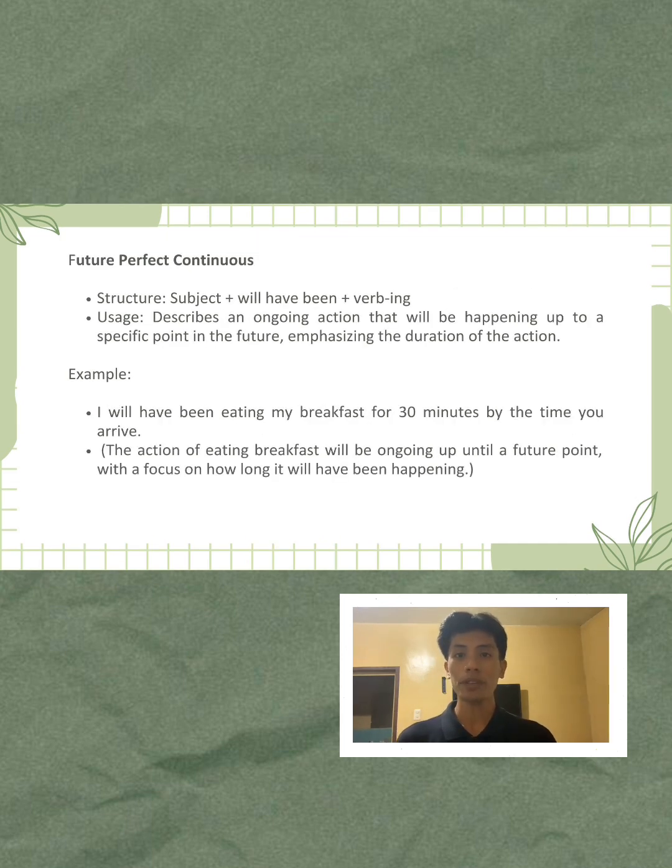In its future perfect continuous form, the structure should be subject plus will have been plus the verb ing. Its usage describes an ongoing action that will be happening up to a specific point in the future, emphasizing the duration of the action. And here's an example sentence. I will have been eating my breakfast for 30 minutes by the time you arrive. So the action of eating breakfast will be ongoing up until a future point, with a focus on how long it will have been happening.